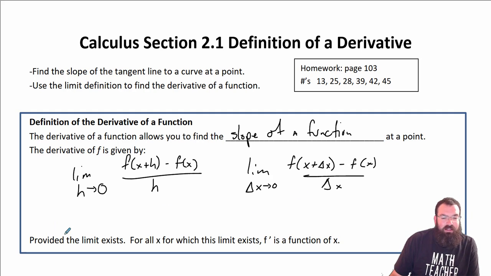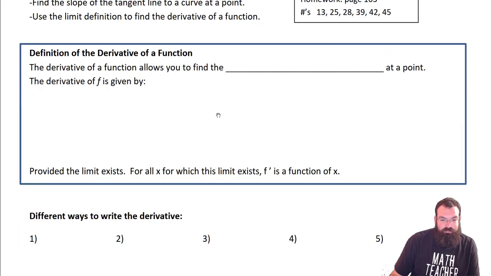So this is provided the limit exists. For all x for which this limit exists, f prime is a function of x. Okay, that's kind of what we're saying. Pretty simple, self-explanatory. Let's move on.